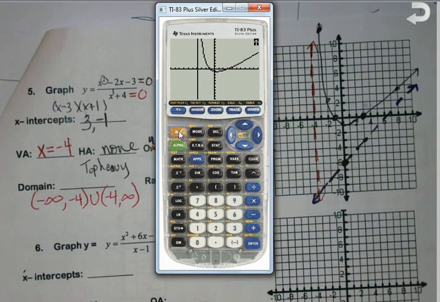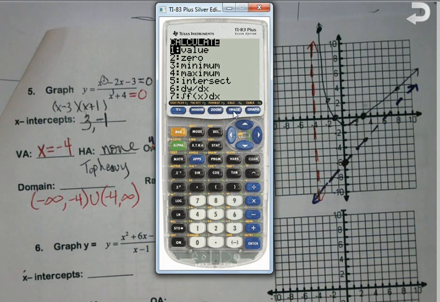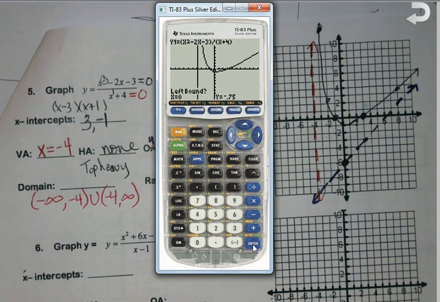So second trace gets me to my calculate menu. And since it's opening up, it's a minimum that I'm looking for. So I'll go down to minimum, hit enter so the calculator knows what I want. And this is one of those things, again, we're going to trap the minimum in. As long as your little cursor guy is anywhere to the left of that minimum, doesn't matter where, and you hit enter, then it'll ask you for the right bound.